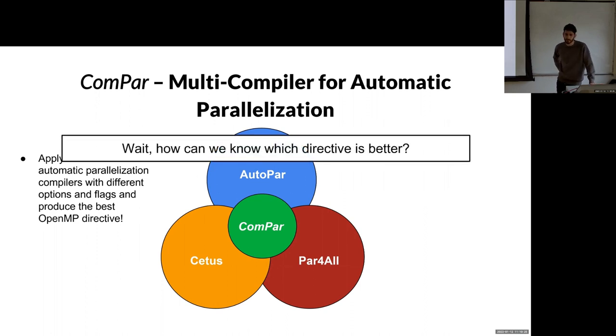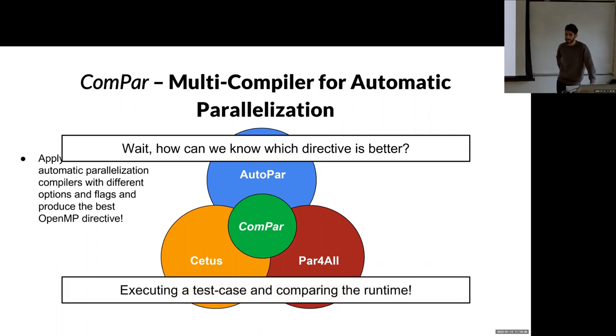But how can we decide which directive is best? If Cetus and Autopar put an OpenMP directive, how can I decide which one is the best automatically? So it's really hard. It's practically impossible. So what we can do is execute the code and then decide which one is the best. So the idea of Compar is not only applying every one of them independently, it's also executing each one independently and then picking the best directive from each one of them.